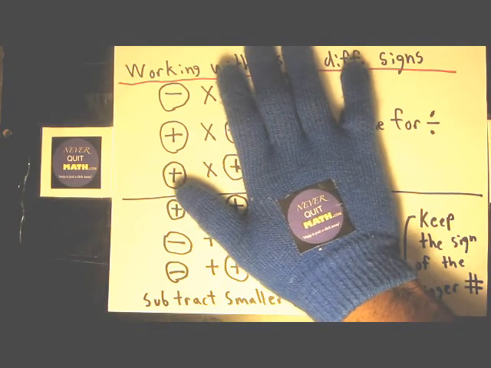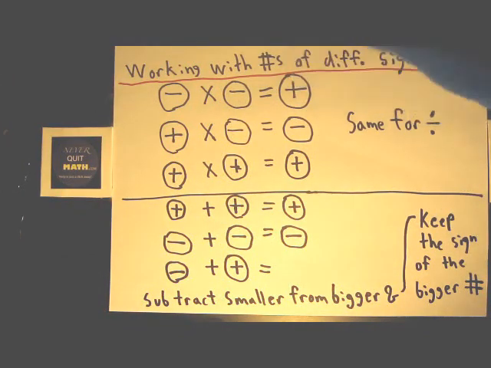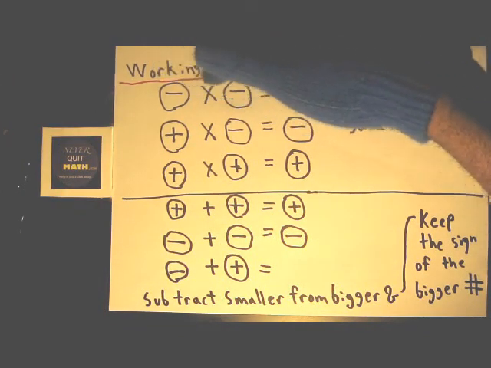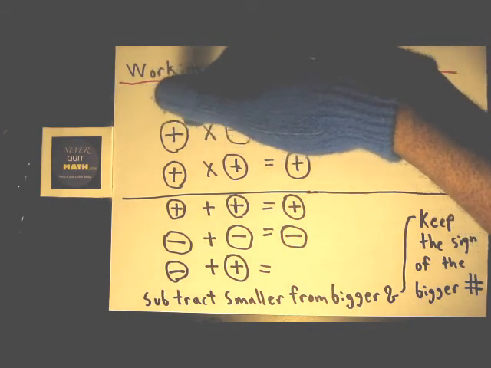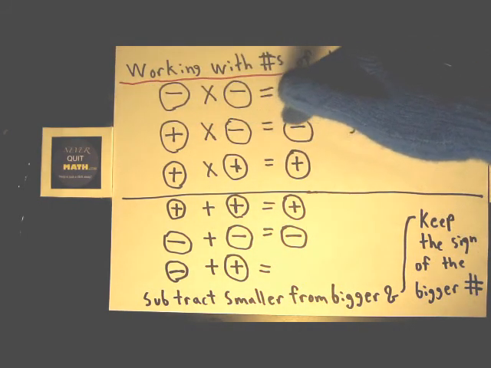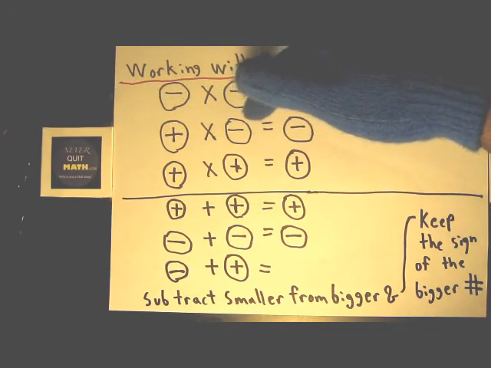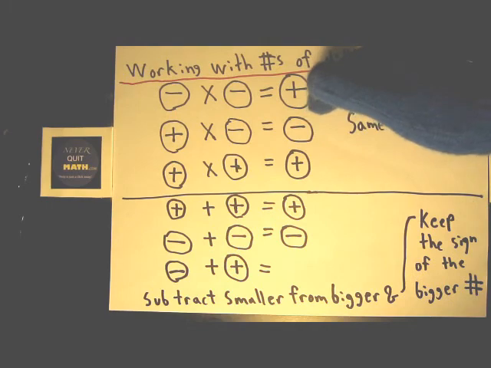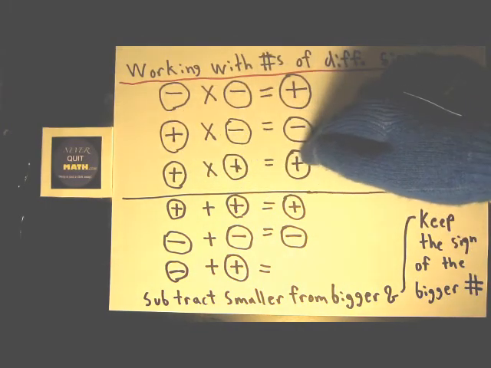NeverQuitMath.com. Today we're working with numbers of different signs. Pretty much straightforward. If you're doing a negative number times a negative number, the answer is always positive. If you're doing a positive number times a negative number, the answer is always negative. Also, if you're doing the reverse, a negative times a positive, the answer will also be negative. And a positive number times a positive number is equal to a positive.